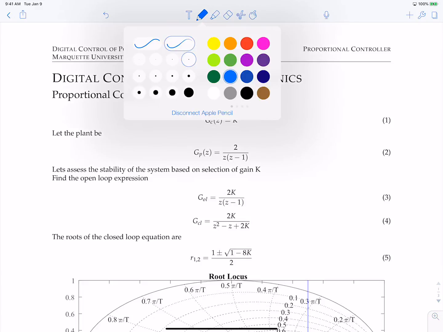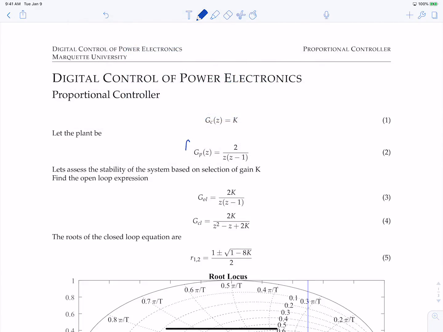Let's assume that we have some plant. And the plant is equation 2, 2 over z times the quantity z minus 1. Let's essentially assess the stability of this system. So we have a plant, we have a controller, there's no gain in the feedback. Let's take a look at the feedback path and how stable the system will be.